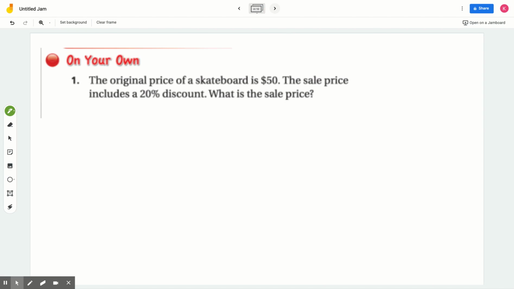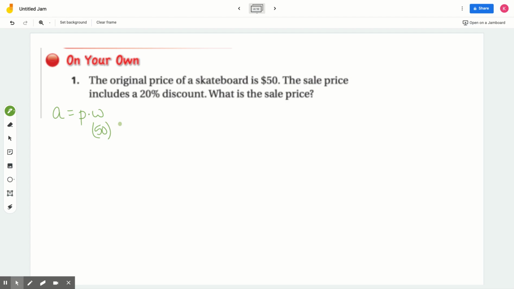So the original price of a skateboard is $50. The sale price includes a 20% discount. What is the sale price? So here we have this original price is 50. So we're going to use that A equals P times W, that percent equation. So this is our whole. This is our original price.